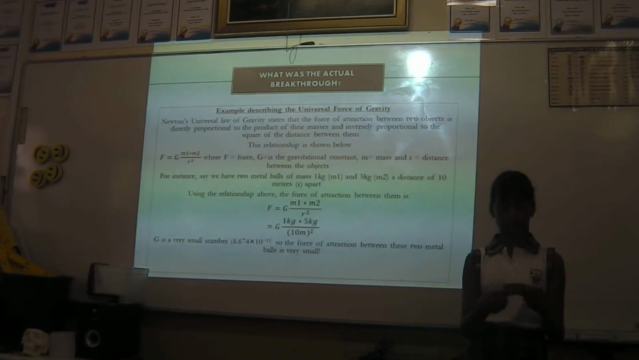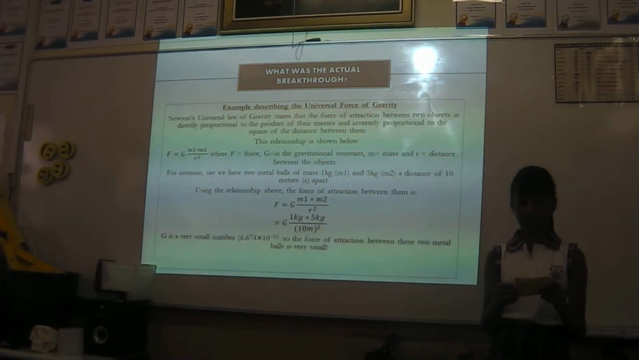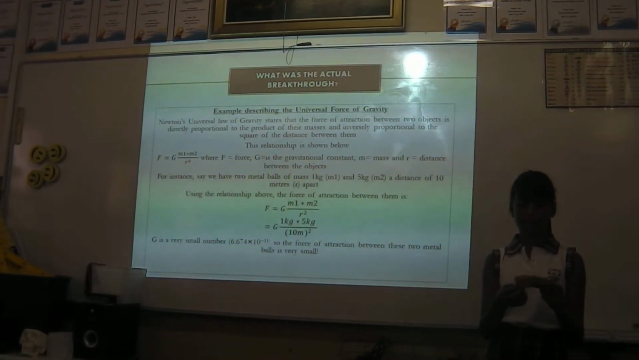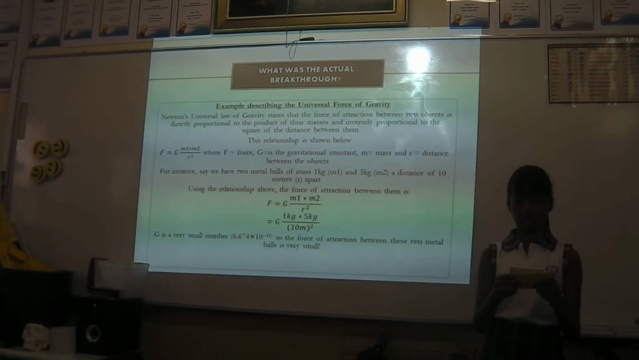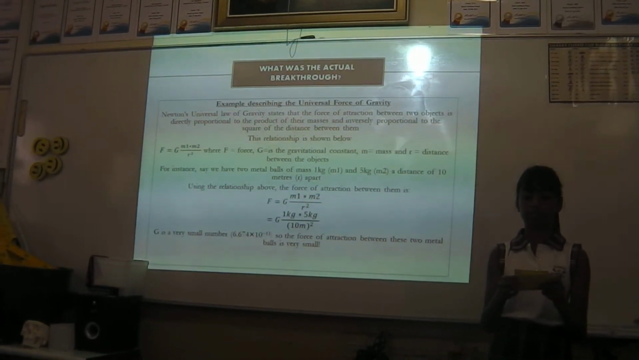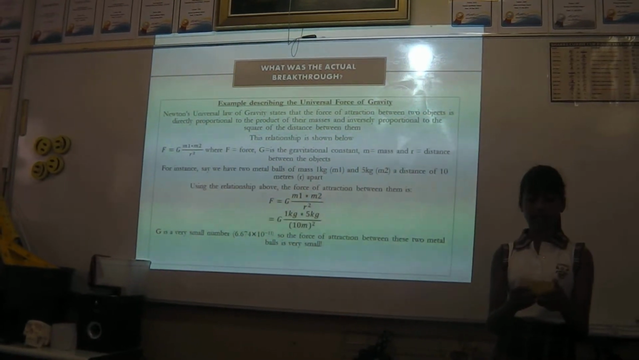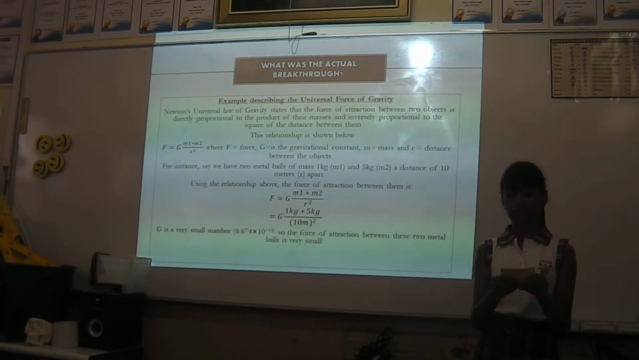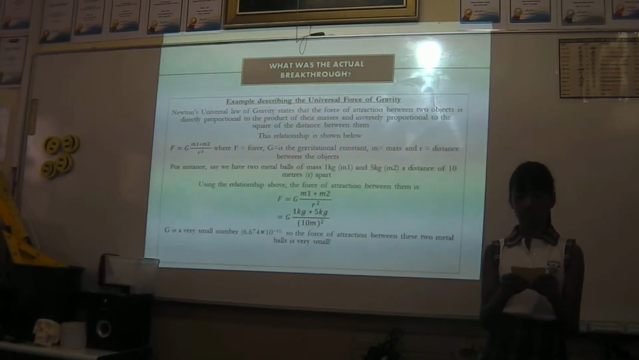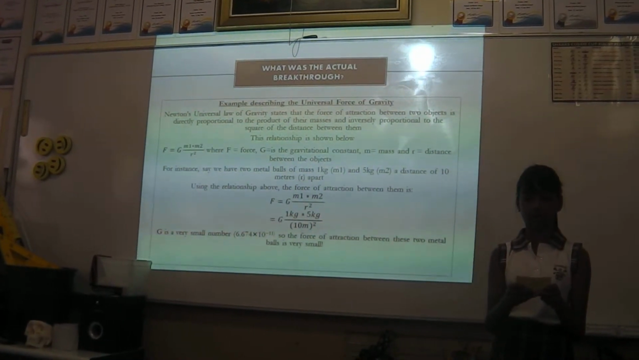For example, we have two metal balls of different mass, and they're spaced some meters apart. The equation shows that would be F equals G, m1 times m2 divided by r squared. To explain, F equals force, G equals gravitational constant, m equals mass, and r equals distance between objects.